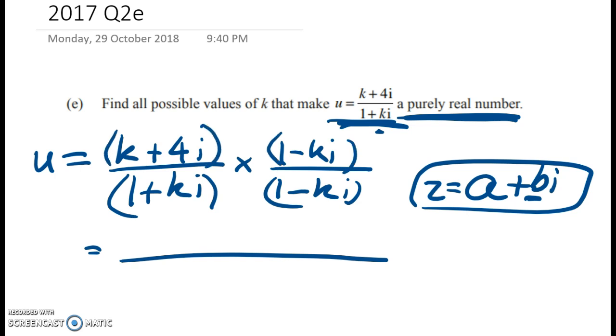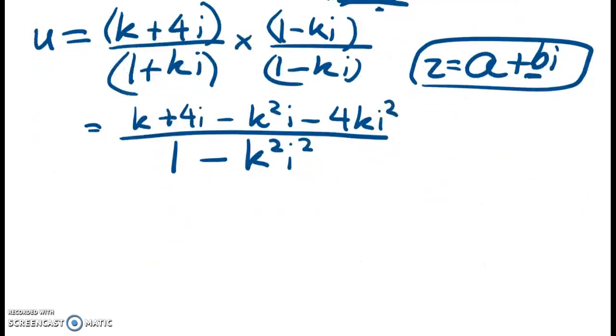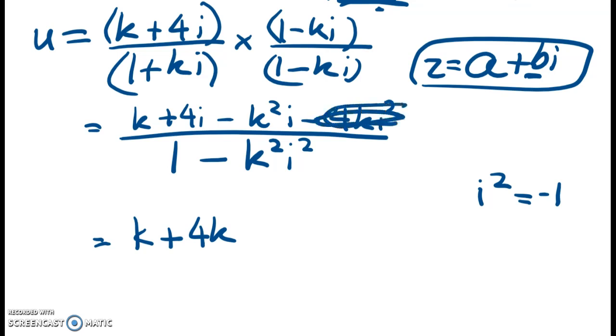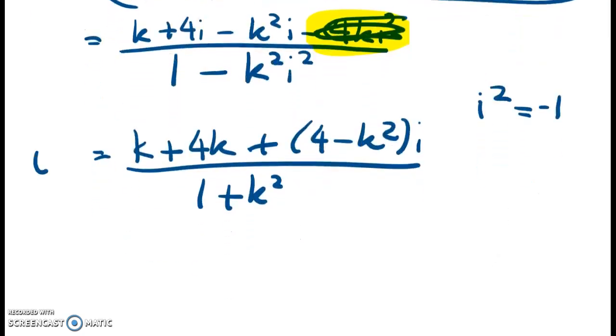So doing the cleanup work first, let's pop some brackets in, we get 1 minus k squared i squared in the denominator. And we get k plus 4i minus k squared i minus 4k i squared. Next thing we're going to do is use the fact that i squared is equal to -1. So we get k plus 4k, and that's from this bit here. Oh, my pen didn't change colour from that bit there. There we go. So k plus 4k plus (4 minus k squared)i over 1 plus k squared. So that's u. We're just about done.